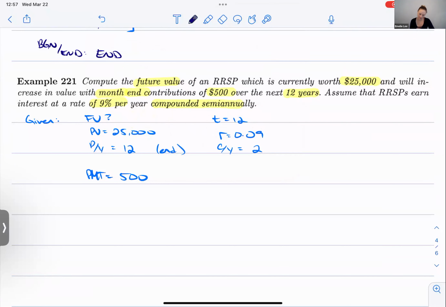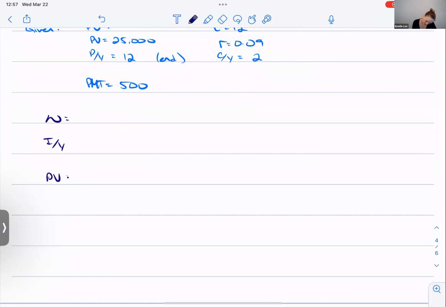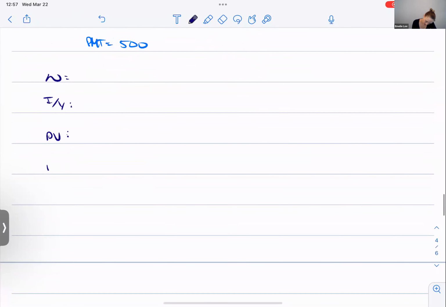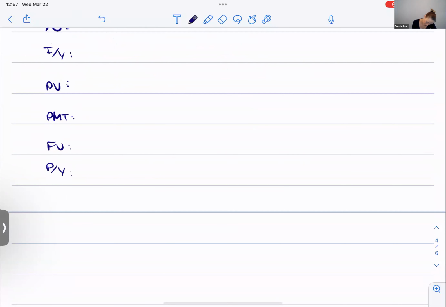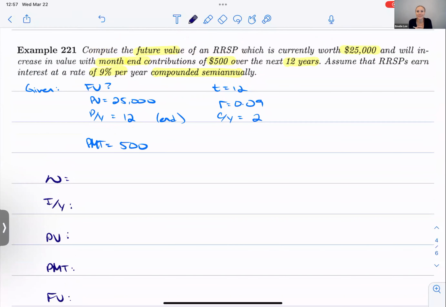So you've got N, you've got your interest per year, you've got your present value, you've got your PMT, you've got your future value, payments per year, compoundings per year, and beginning or end. Month-end contributions for 12 years. So it's the time times P/Y, which is 12 times 12, 144.